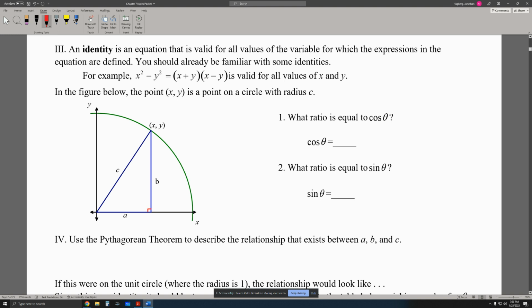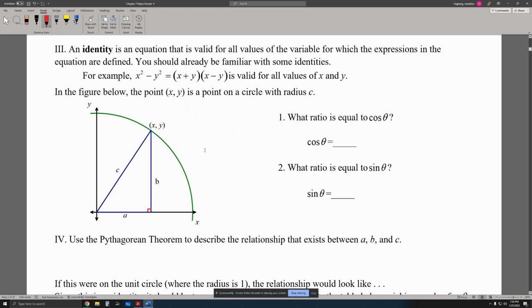So for example, a difference of squares, x squared minus y squared, is true for its factorization, x plus y, the quantity, times the quantity x minus y. This is true for all values x and y. So that's an example of an identity.